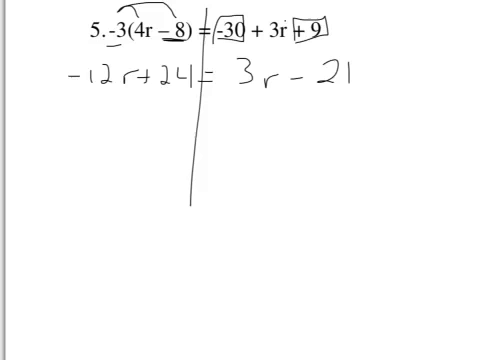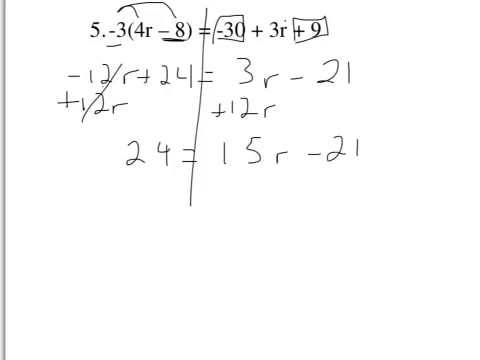I then notice that I have variables on both sides of the equation, so I have to move them to one side or the other. It doesn't matter which way you pick. This time I'm going to do it the other way just to show you it doesn't matter. So I'm going to take the negative 12r and I'm going to move it to the other side. So I will add 12r's to both sides. It's eliminated here, so I'm left with 24 equals 15r minus 21.